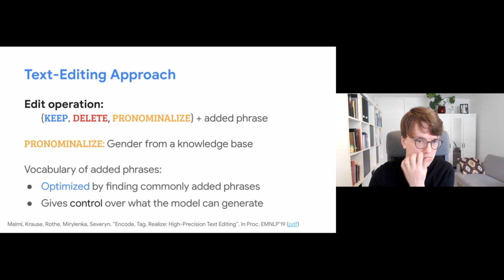So what do these edit operations look like? We have 3 basic operations for this particular task: keep a token, delete it, or pronominalize it if it's an entity mention. And then in addition, on top of each of these base operations, we can add a phrase before the current token, where the phrase comes from a predefined vocabulary of possible phrases that the model is allowed to add. And this vocabulary of phrases is usually something small, can be just a handful of phrases or up to 500. Usually there's a way of optimizing this set of phrases automatically.